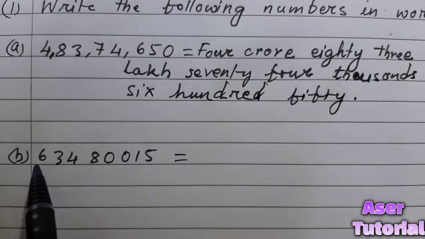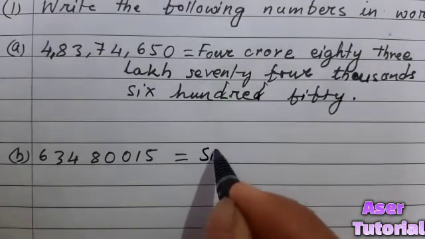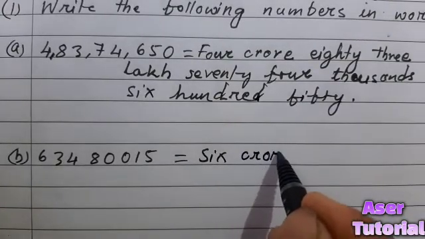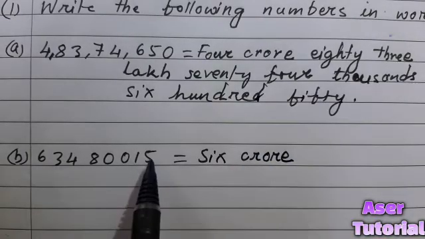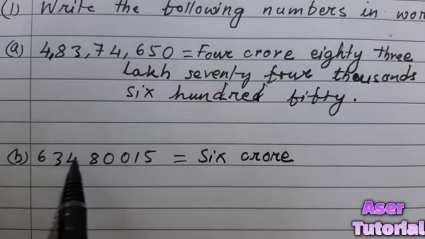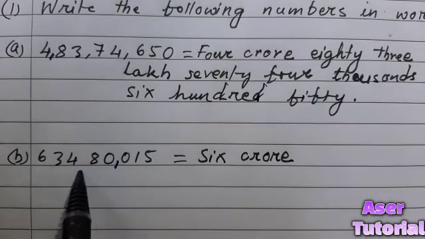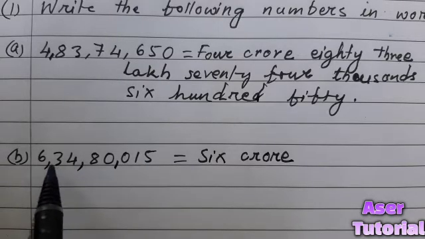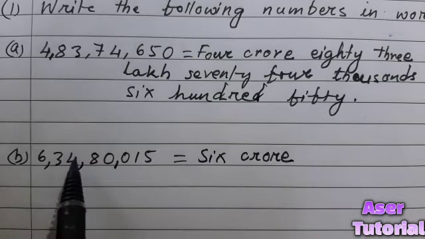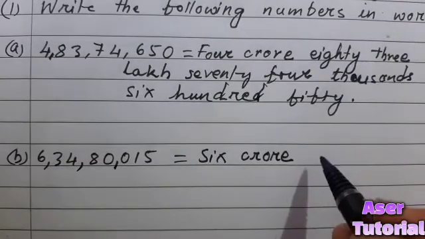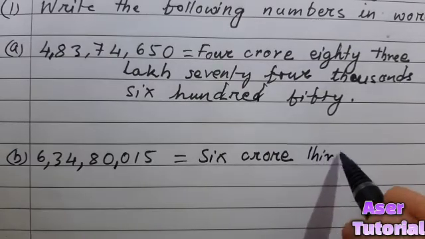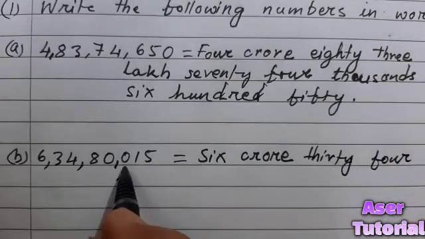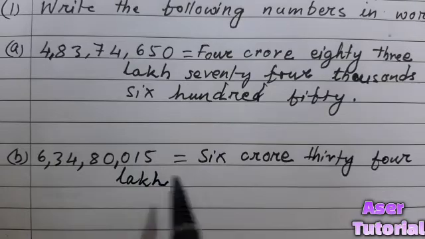You already know how to count the 6. Name of the 6? Crore, yes, C-R-O-R-E. Then 1, 10, 100, 1000, 10,000, lakh, 10 lakh. Here we have not inserted the comma yet. 34 is in between 2 commas. So 34, thirty-four lakh.